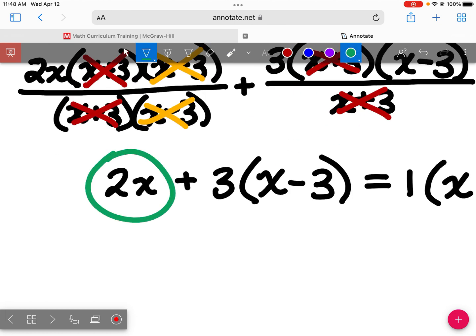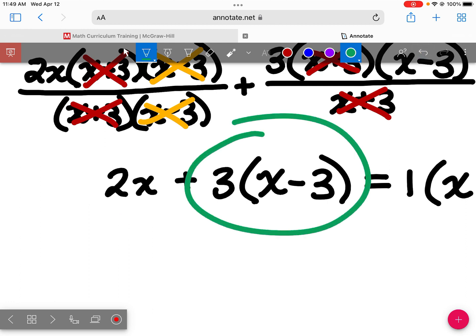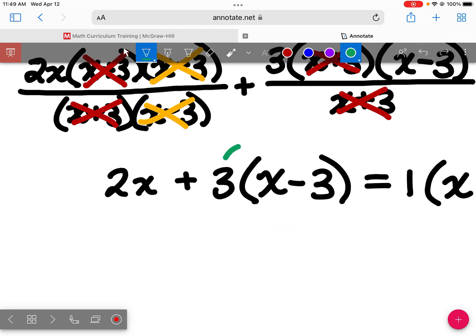Distribute. Is there anything to distribute here with this first term? No, we can't distribute the x's. Can't distribute this piece. My terms are separated by either pluses, minuses, or equal signs. So I'm looking just right here at this piece. There's nothing to distribute there. What about here? Is there anything to distribute there? Yeah. All right, let's distribute the 3.